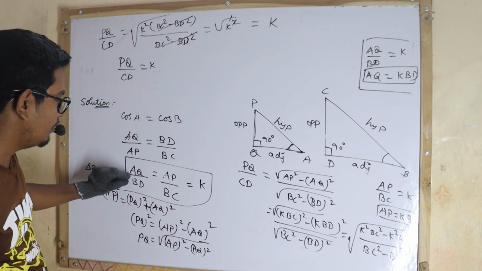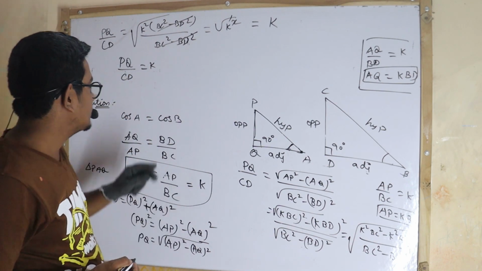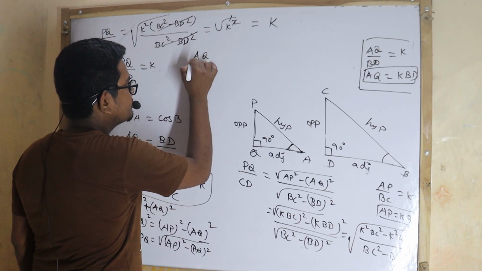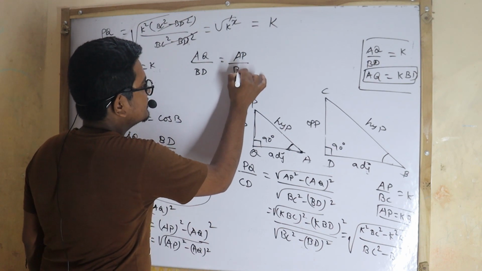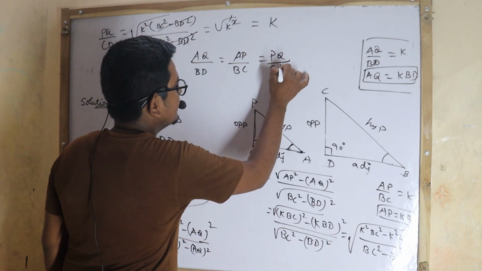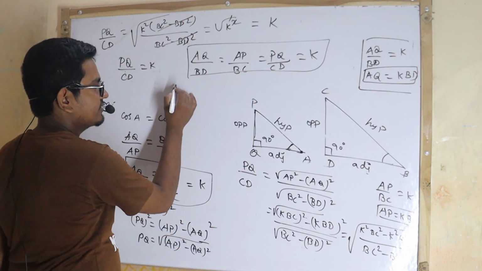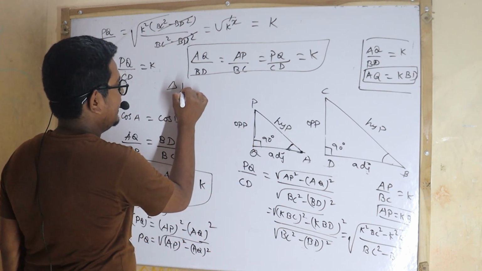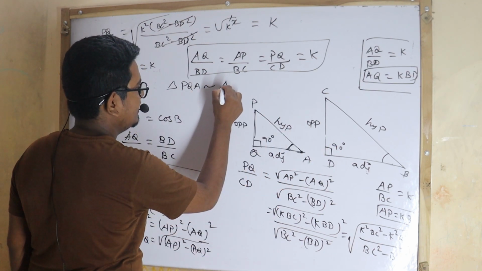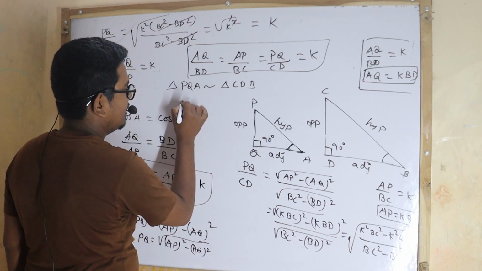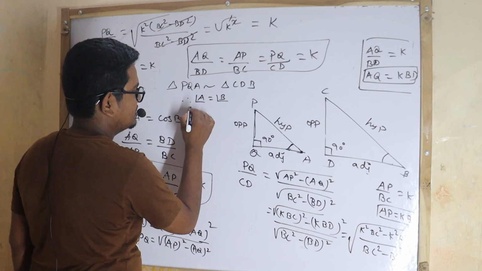Therefore as you can see here, AQ upon BD ratio is equal to AP upon BC. This ratio is also equal to K. So I can write AQ upon BD is equal to AP upon BC is equal to PQ upon CD is equal to K. Therefore, it is a similar triangle property. Triangle PQA is similar to triangle CDB. Therefore, angle A is equal to angle B. Hence, proved.